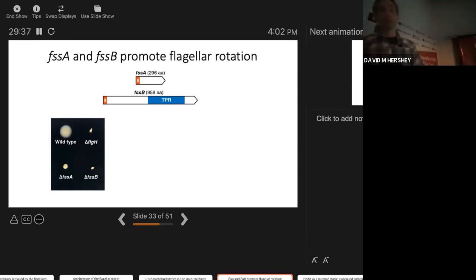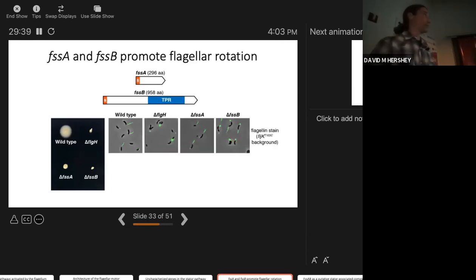So we looked in more detail at these cells. The first thing that we did is we looked specifically at flagellar assembly. This is a method that we have for staining flagellar filaments. If you look at the wild type here, you can see the dye cross-reacts with the holdfast because the holdfast is sticky. But we can also see the cells have flagellar filaments. Of course, this non-motile FLGH strain does not, and then we see flagellar filaments in these FSSA and FSSB mutant cells. So this motility defect is not due to a flagellar assembly defect, right? These cells still make a flagellum.